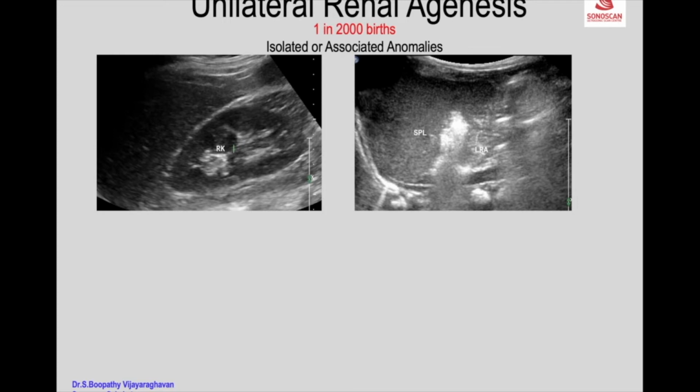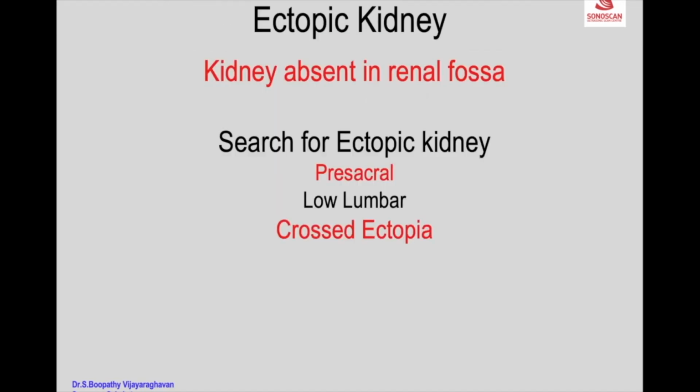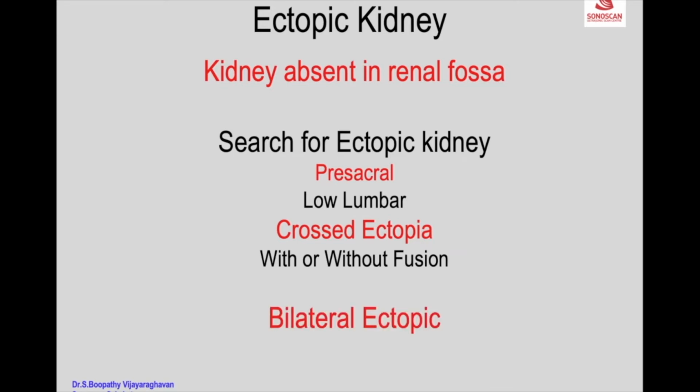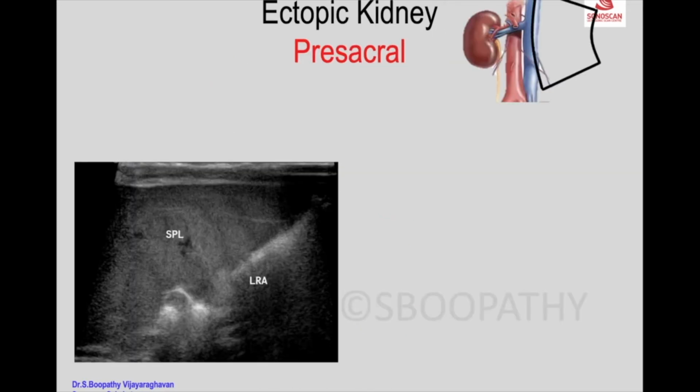Now we'll come to the various anomalies of the kidneys. First is the unilateral renal agenesis with an incidence of 1 in 2. Ectopia can be found on the opposite side with or without fusion with the opposite kidney, or there can be bilateral ectopic kidney in the presacral region. That's called the pancake kidney. Now we'll see one by one. Ectopic kidney, which is presacral.